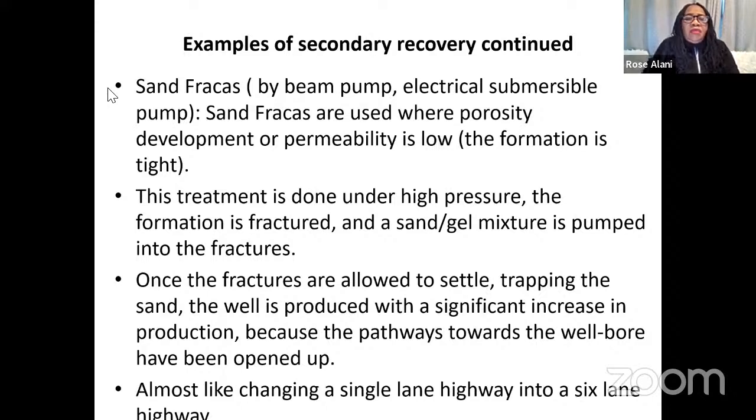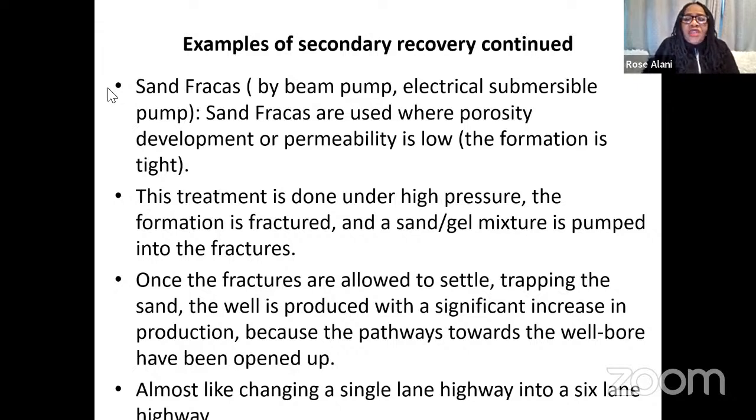So the treatment is done under high pressure for formation of fracture of that tight location where the oil is. So use sand fracas, use pressure, and form fracture. This is in the form of a sand gel mixture. Pump it into the base where you have the oil, and that tight place will be fractured by the sand gel mixture under that pressure.